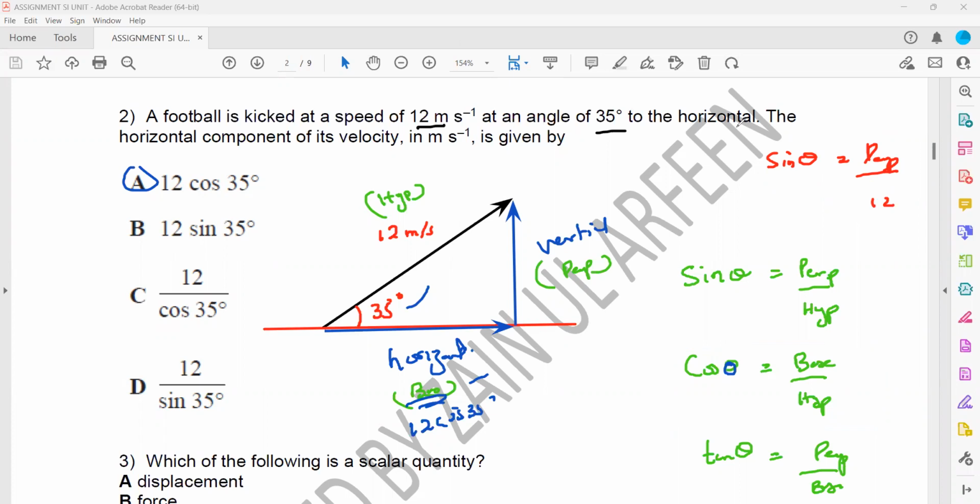And what about the angle? The angle is given as 35 in the question. So 12 is divided, on the other side it will be multiplied. So the perpendicular, or the vertical component, equals 12 sine 35. If they asked for the vertical component, then option B would be the right answer. But because they asked for the horizontal component, A is the valid answer.